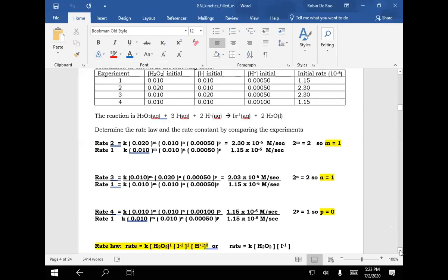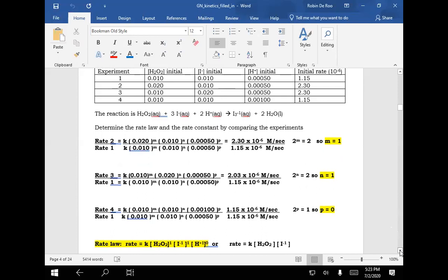Okay, so if we look down and see what we now have, the rate law. We know the rate law is 0 order for the hydrogen ion. So what you can do when you have the 0 order is you don't have to show it. You can just leave it out. So then we don't have it here. We've got first order in peroxide. If you don't put an exponent, it means first, 1. It's first order in the iodide. So you can write the rate law this way, or you can leave the 1. That would be fine.